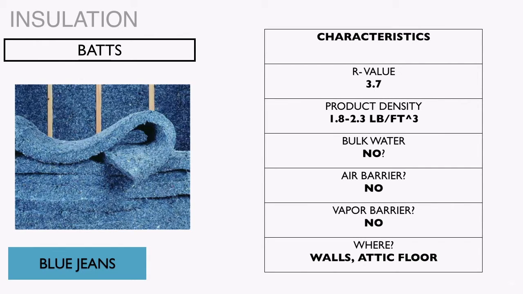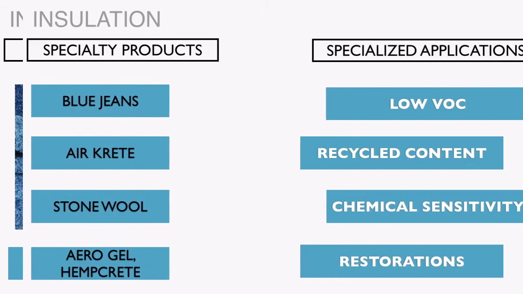Blue jean bats, it's what we would consider a specialty product, has a high R value per inch. The product densities vary, generally more expensive, although there are some programs that actually are promoting the recycled blue jean product, so there's information to be had online about that.